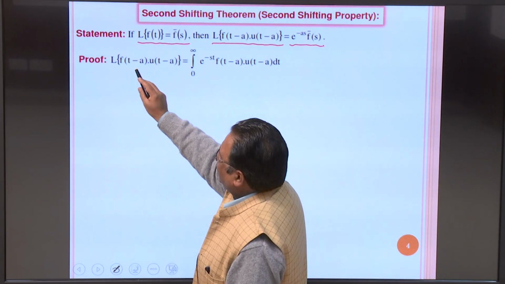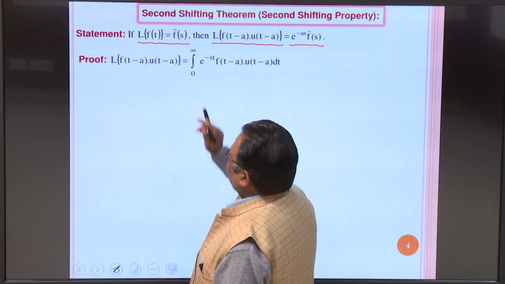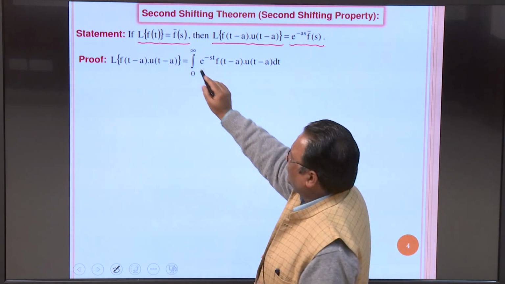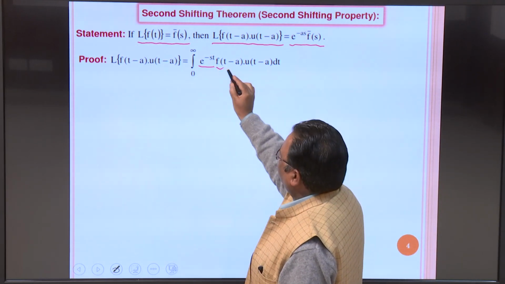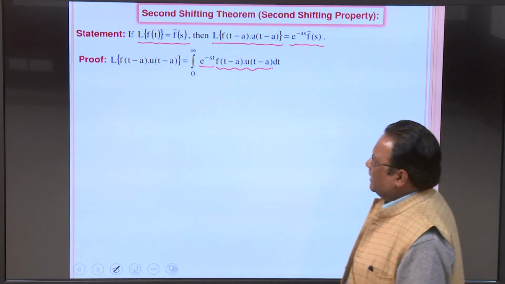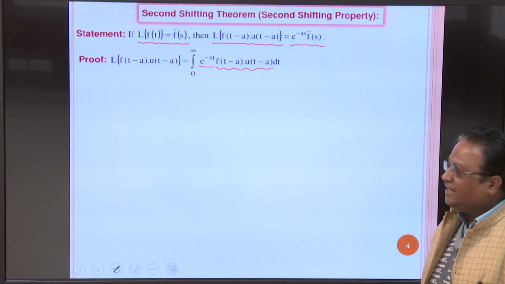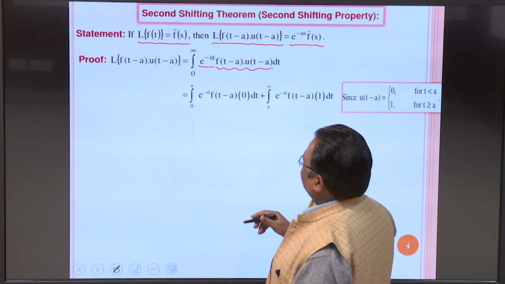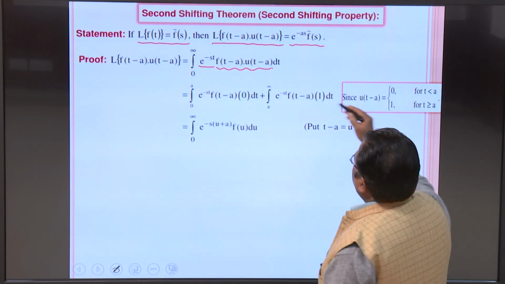So L{f(t-a)u(t-a)} is equal to, by the definition of Laplace transforms, the integral from 0 to infinity of e raised to power minus st times the function as it is, f(t-a)u(t-a) dt. Now let us see what happens next. Substitute the values of this function.